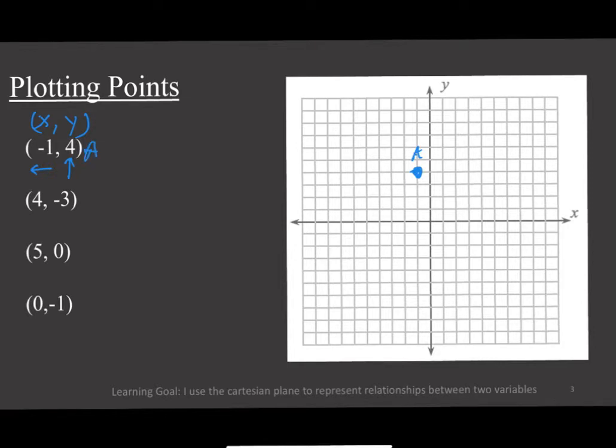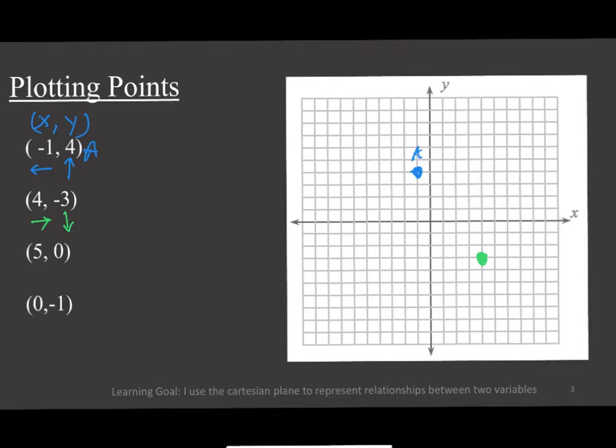If we look at the next example, I have 4, -3. Here our x value is +4, so we're going to move to the right 4 units. And we have a -3 for our y value, so we're going to move down 3 units. If we go over to our grid and plot that, again, we always start at the origin here. We're going to move 4 units to the right, and then I'm going to shift 3 units down, and my point would be located at 4, -3.